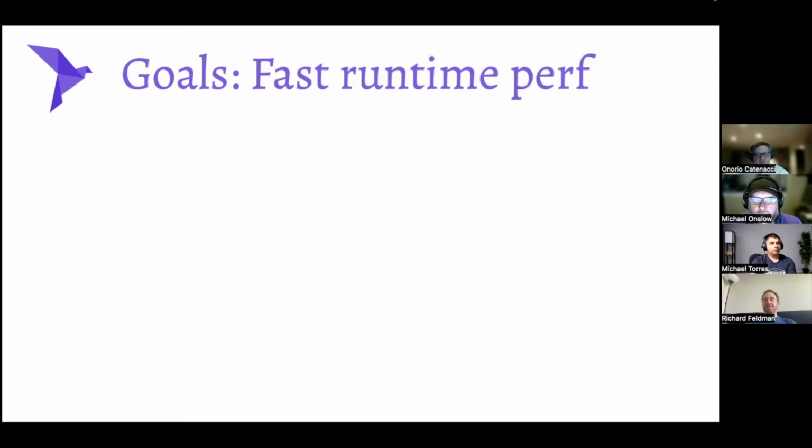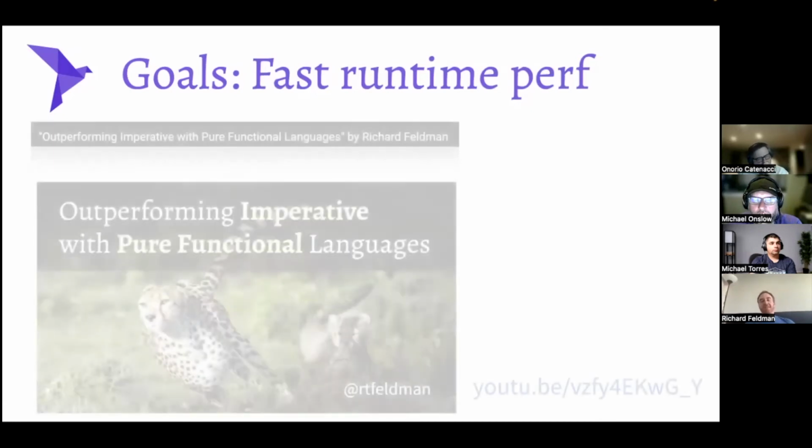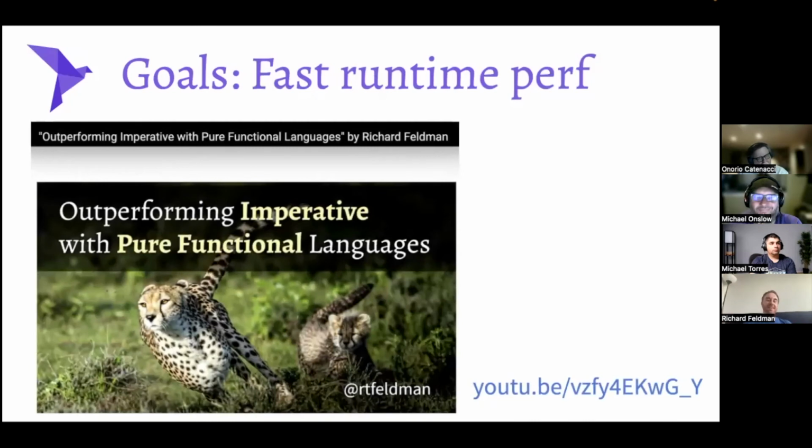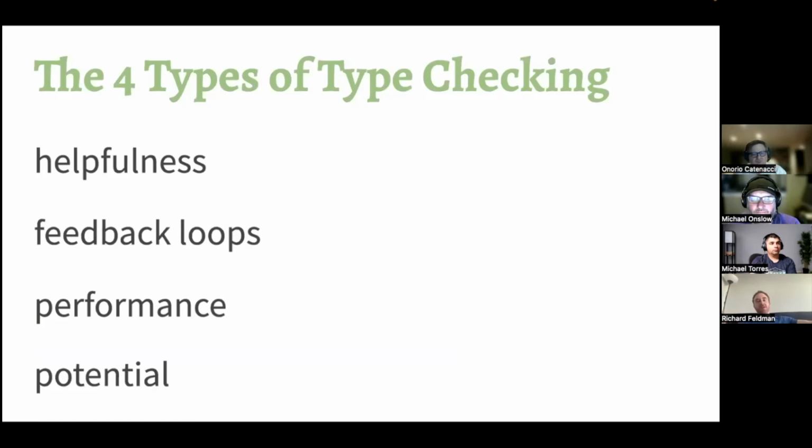Okay, and last, we have another goal of fast runtime performance, which is the third of the things that I got into there. I'm actually not going to talk about that here because I already gave a whole talk about how we do this in Roc. If you're intrigued, take a look at the talk Outperforming Imperative with Pure Functional Languages, which talks about the techniques that we've used to get Roc to run really fast. But definitely only doing build time type checking is a hard prerequisite for getting the performance that we've gotten out of it.